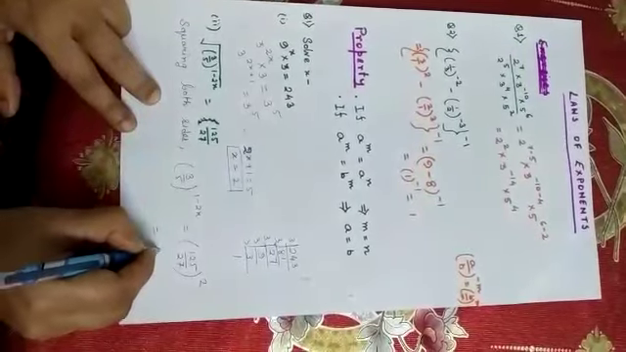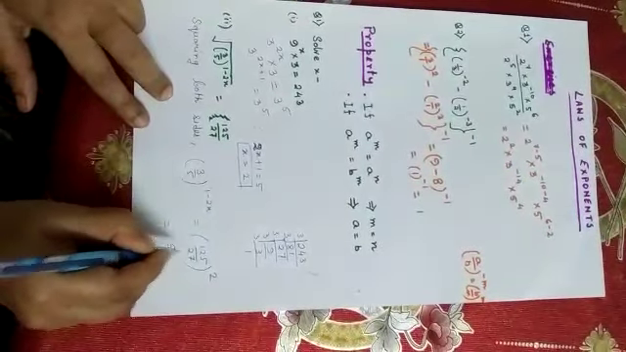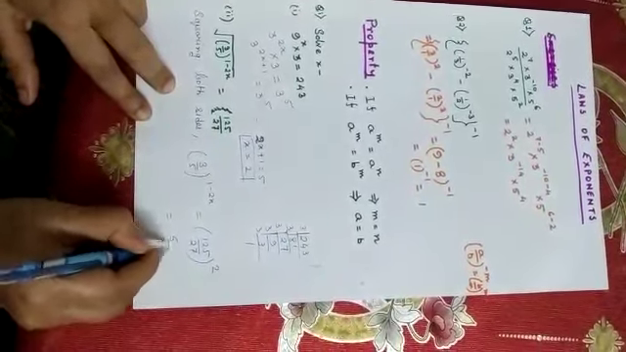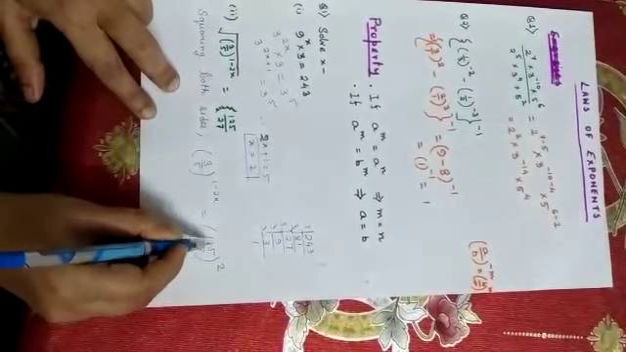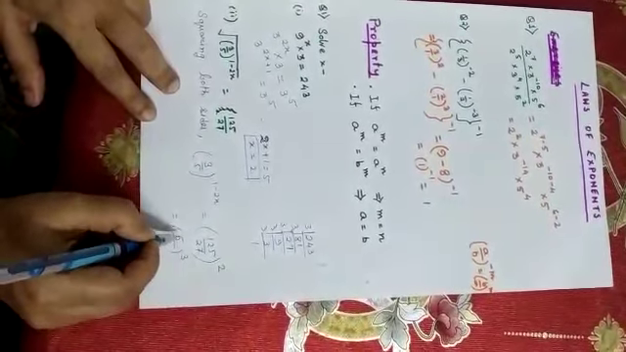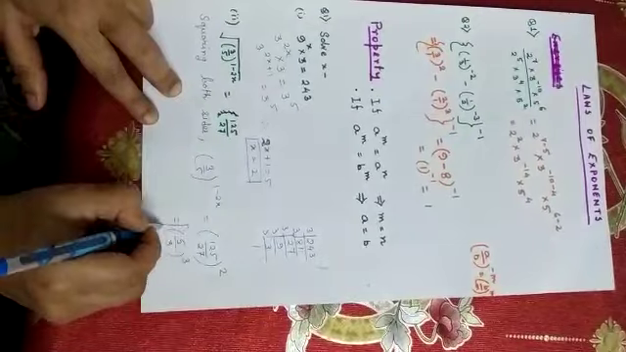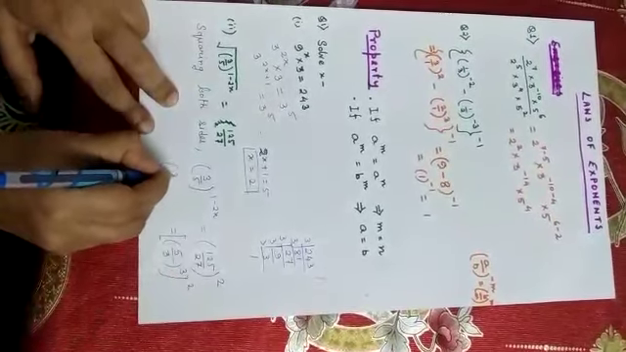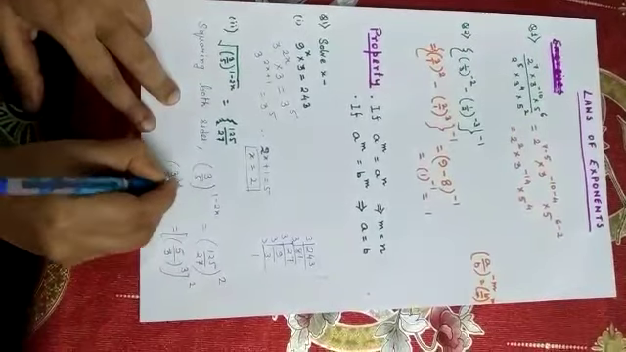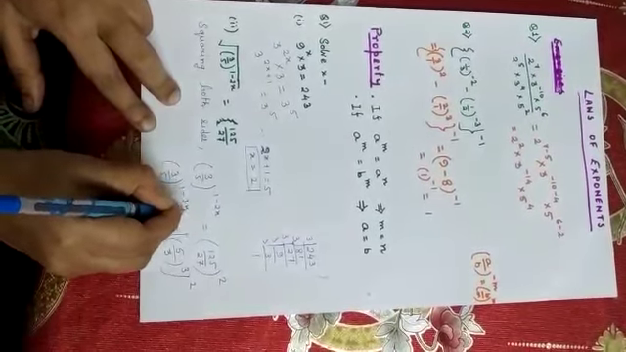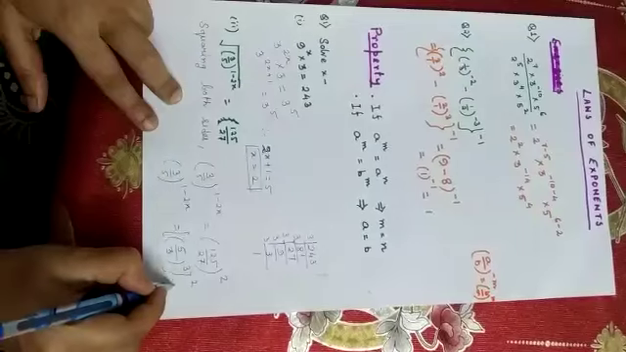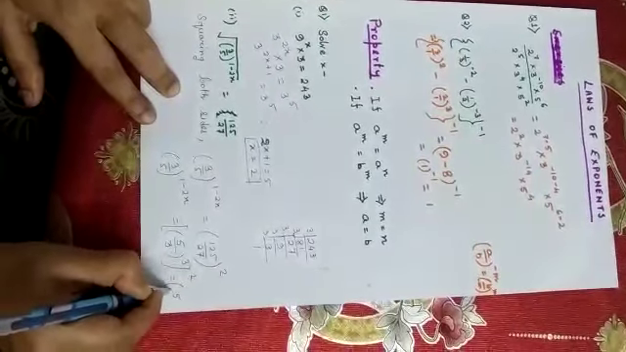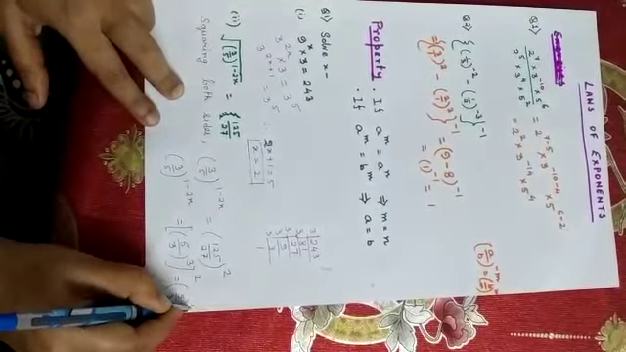125 ये किसका क्यूब है? 5 का क्यूब है. और 27 किसका क्यूब है? 3 का क्यूब है. तो 125/27 को हम (5/3) का whole क्यूब लिख सकते हैं. उसका पावर 2. (3/5) to the power 1 minus 2x equal to this one, which is equal to (5/3) whole to the power 6.